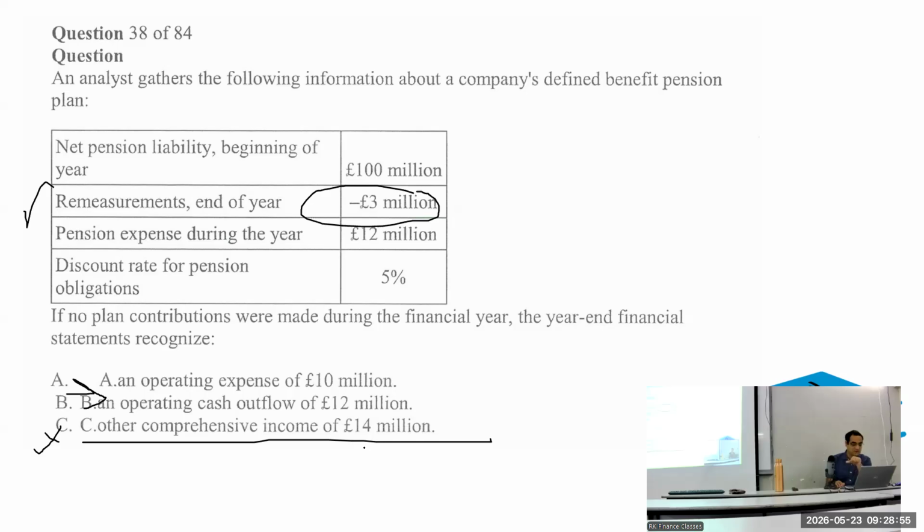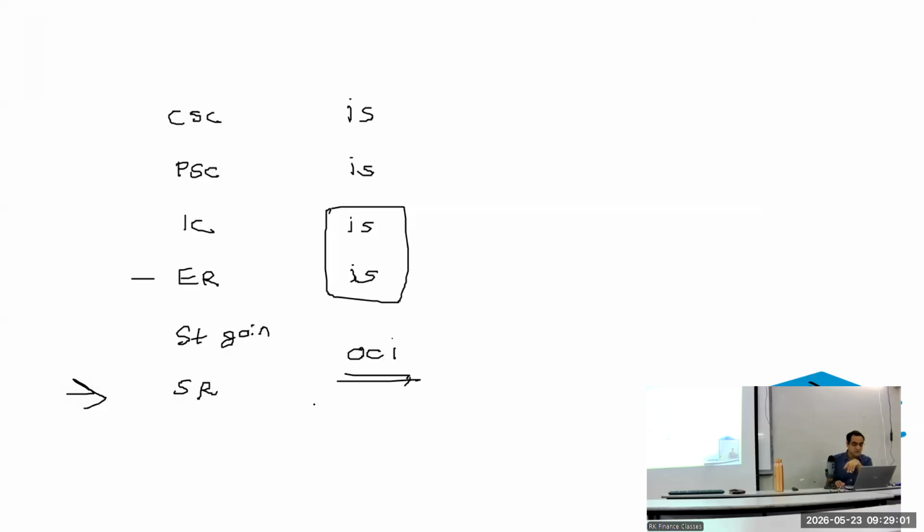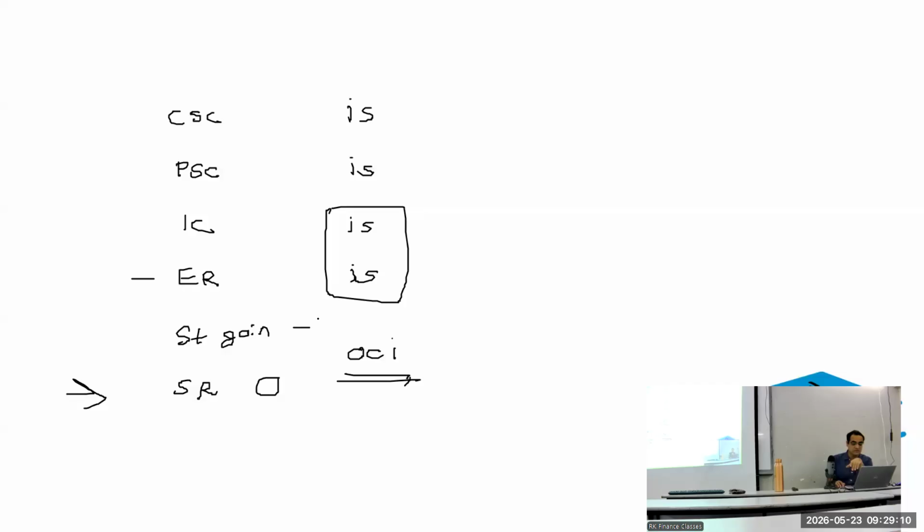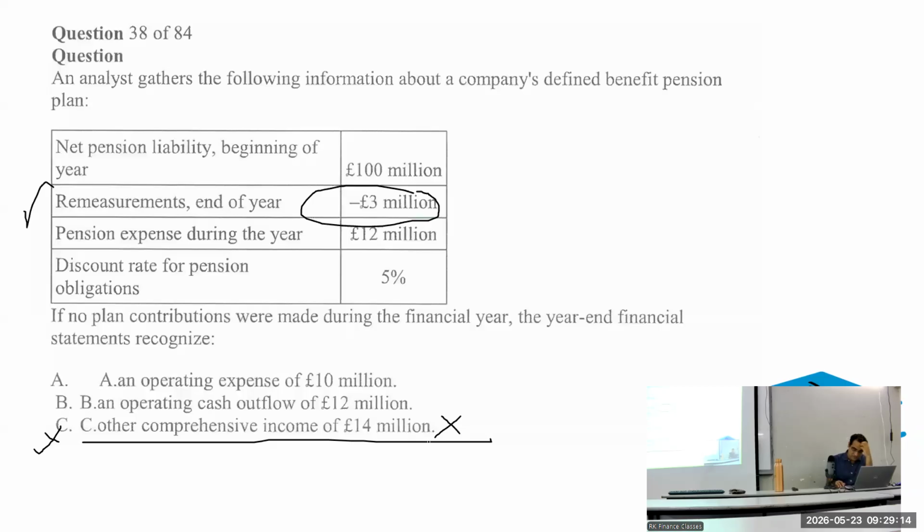So have they given something about a surprise return? Otherwise, you assume surprise return to be 0. Nothing is given. So we'll assume surprise return to be 0. So statistical gain is remeasurements -3. So this would be a part of OCI. So OCI would have -3 and not the 14. So C option got deleted. Okay. A or B?